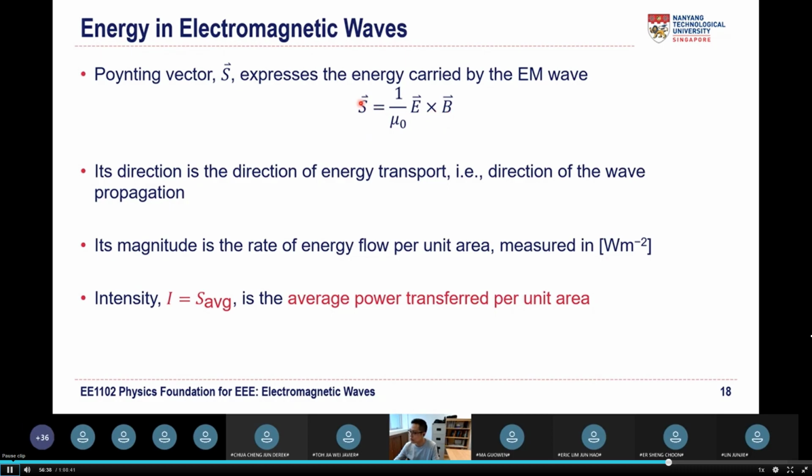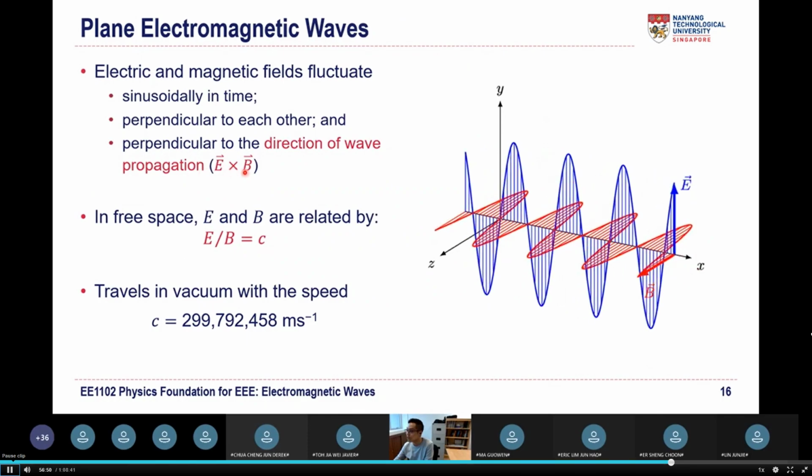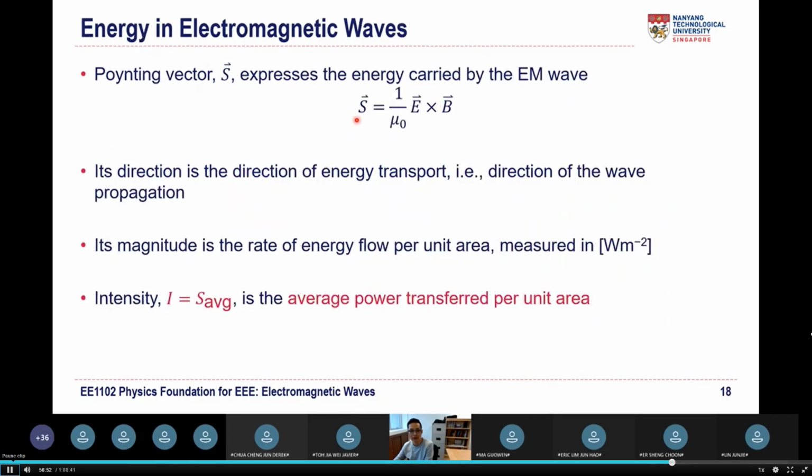That means S also is going to be a vector quantity. And in which direction is this energy carried by the electromagnetic wave pointing? If you remember, the direction of wave propagation is E cross B. So the Poynting vector is also going to be pointing in the direction of the wave propagation. And this is the energy carried by the EM wave.